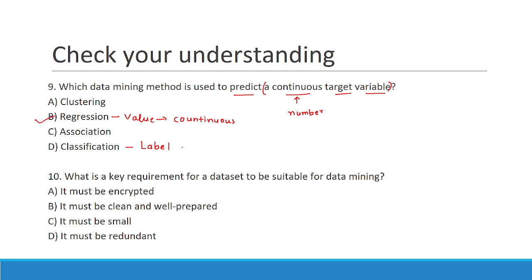Okay ma'am. Classification predicts label or class, so it is not the value. When we say continuous value, that means it is a real number. So that prediction can be done using regression. Okay, then what is the key requirement for a data set to be suitable for data mining?